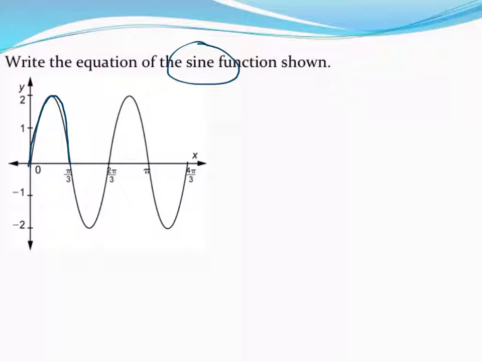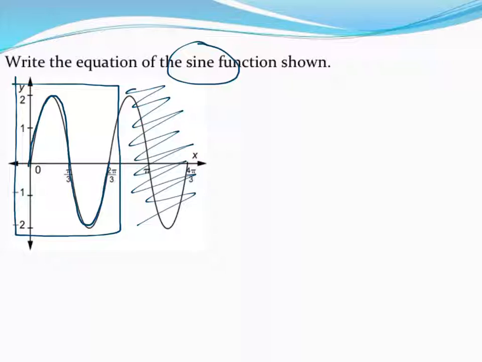not repeated yet because then it drops down, but as soon as I get back to here, now the graph does begin to repeat. So really, all I want to take a look at is just this part of the graph. That's one period, one cycle of the wave. So all of this stuff I don't need to write the equation.